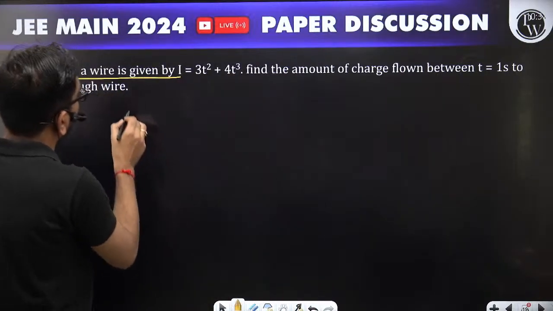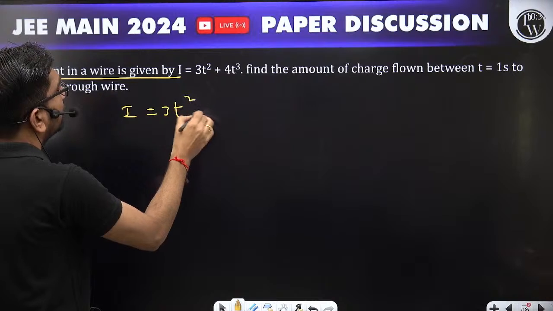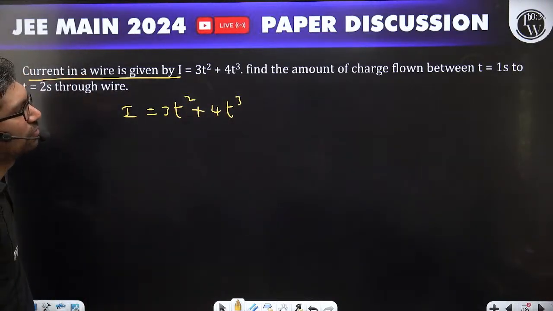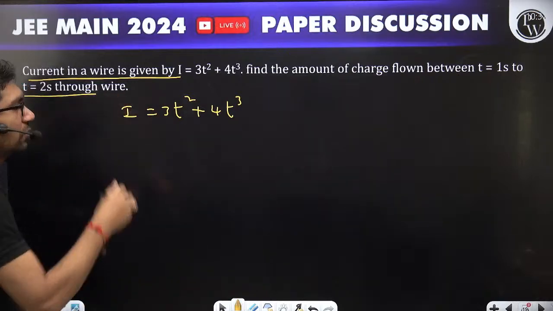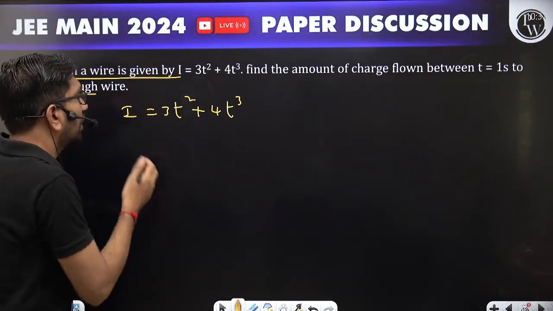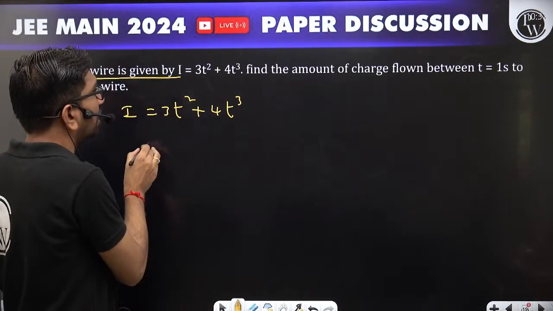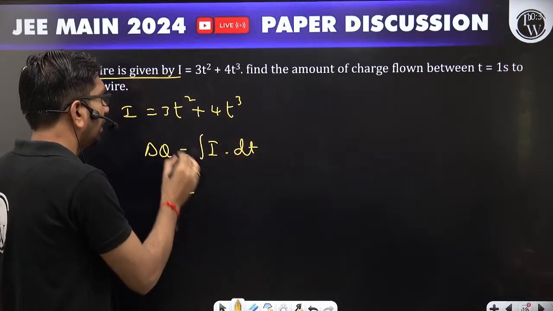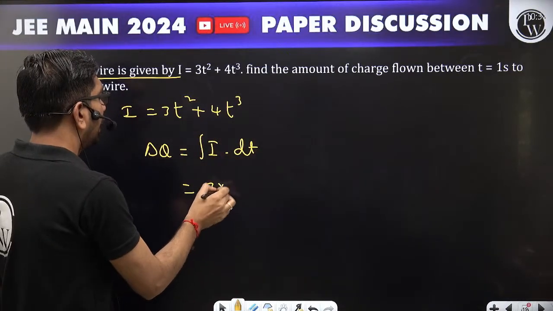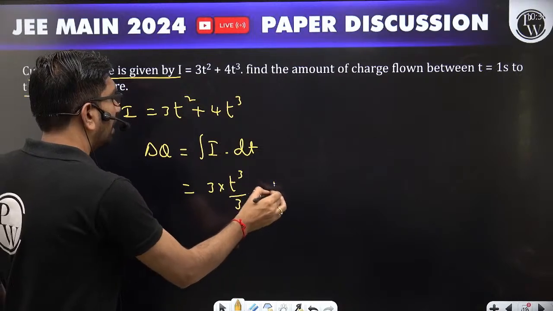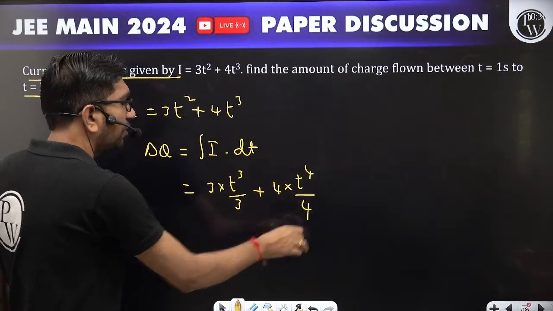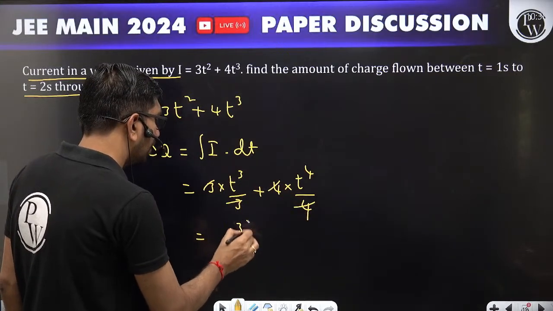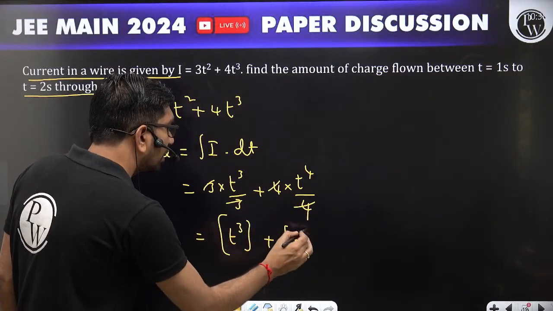Current in a wire. Current is variable. Find the amount of charge flown between time 1 to 2 seconds through the wire. Simple question. Current is variable. In order to calculate the charge, which formula we have to use? Integration of I dt. Doing the integration: 3 into t cube by 3 plus 4 into t power 4 by 4. This one gets cancelled, this one gets cancelled. So here you get t cube and here t power 4.